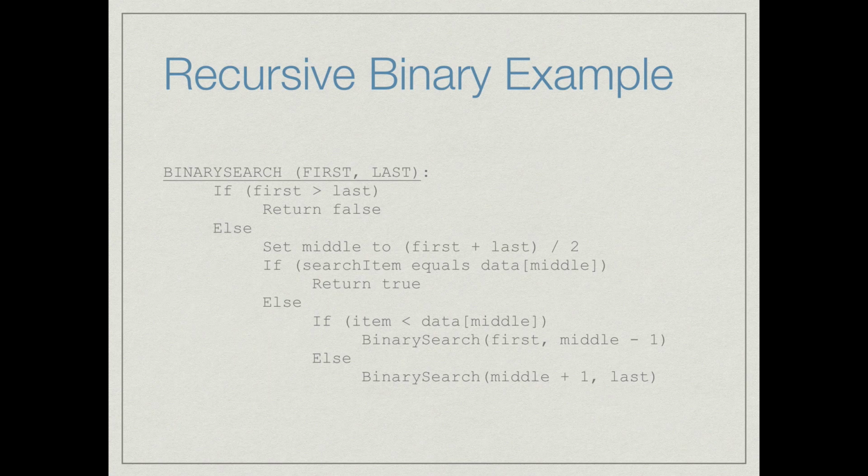So at the end, we are simply returning true or false. So if first is ever greater than last, that is one of our conditions, and we can return false. If the search item is actually found, then we return true, and that ends up being our end game. Until that point, simply call binary search again and again with updated first and last index values.